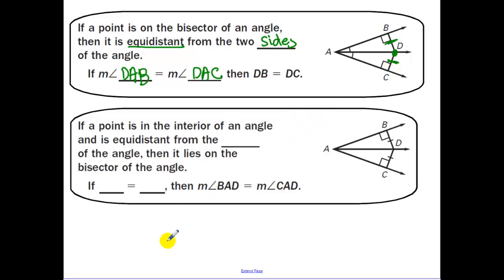Now if a point is in the interior of an angle, so point D is in the interior of the angle, and equidistant, meaning when I draw lines perpendicular to the sides of my angle, it is equidistant from the sides of the angle, then it lies on the angle bisector. So if BD is equal to DC, and these have to be right angles here, and these are right angles, then the measure of angle BAD, then we have an angle bisector.